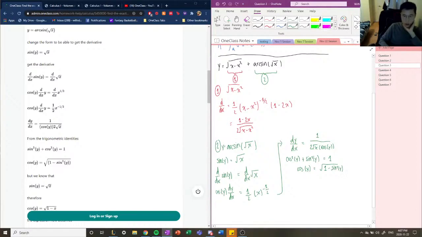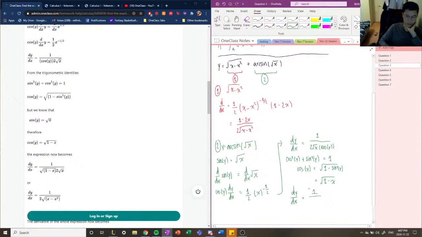Okay, but we know that sine y is just root x. So sine squared y would be 1 minus x. And now we're going to sub in cos here. So actually dy over dx is going to be equal to 1 over 2 root x minus x squared. Let me just see if this is right here. x minus x squared, yeah. Okay, so this is our derivative for our part 2.